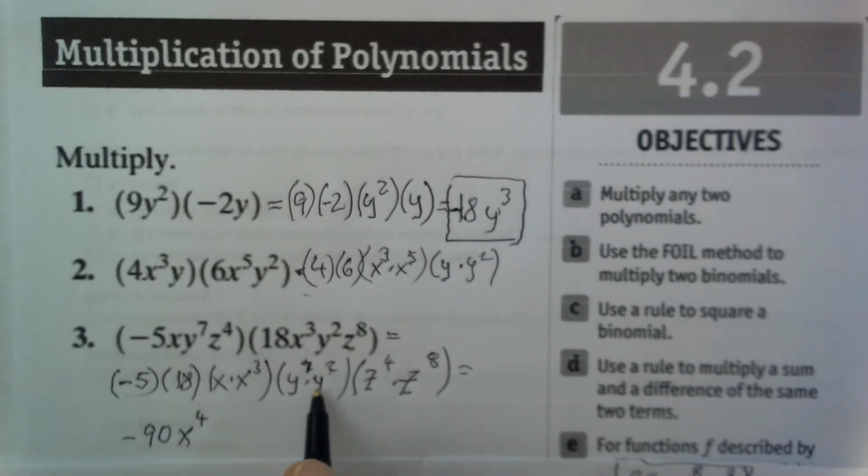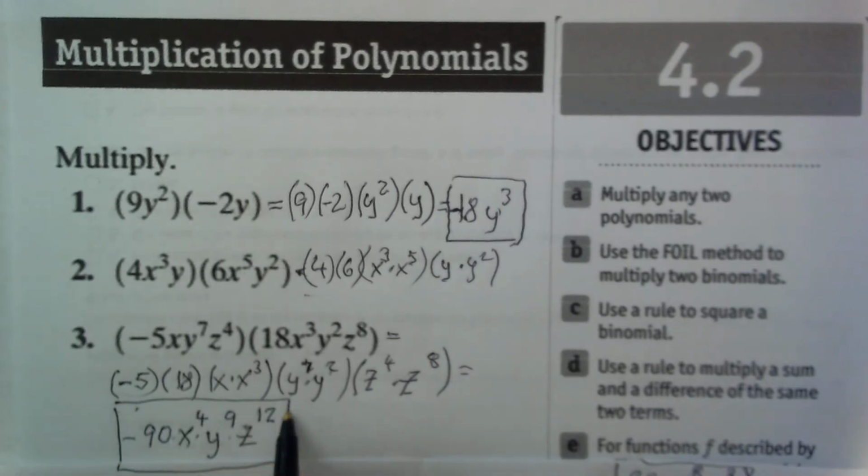Here we have, again, using the product rule, y to the 7 plus 2 is 9, y to the 9th. And here we have z to the 4th times z to the 8th, so then that's z to the 4 plus 8, or z to the 12th power. And again, there's implied multiplication here throughout. So it helps to be organized.